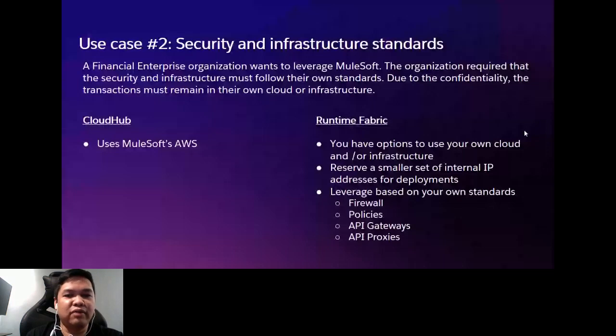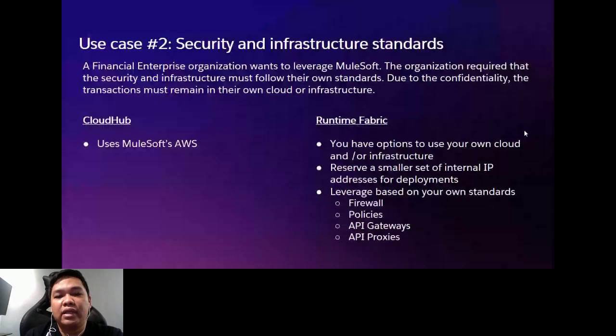From the problem itself, it's really obvious that CloudHub is not really feasible here. Why? Because it uses mostly AWS. And if we go back to the problem, the customer requires that the transaction must remain in their own cloud or infrastructure. So basically, our choices here are on-premise, or we have the Runtime Fabric.